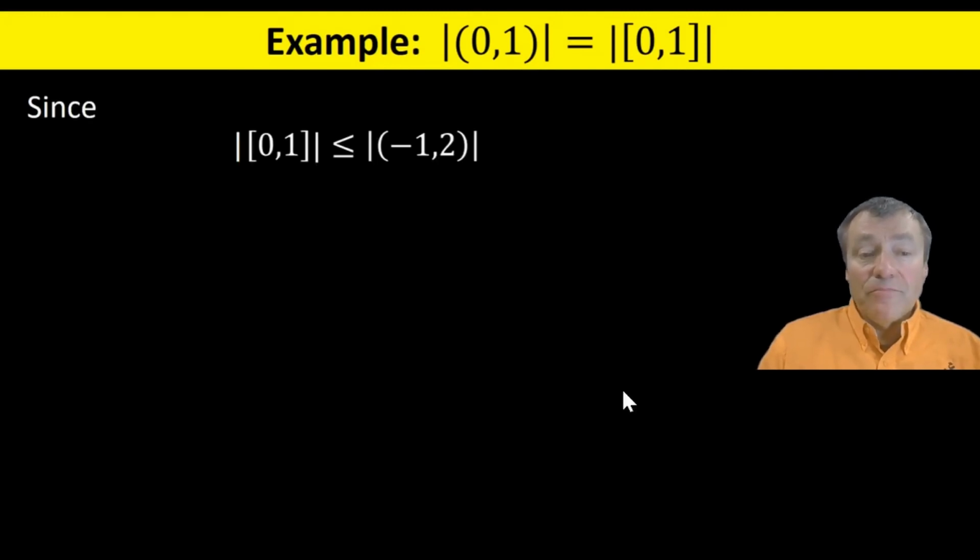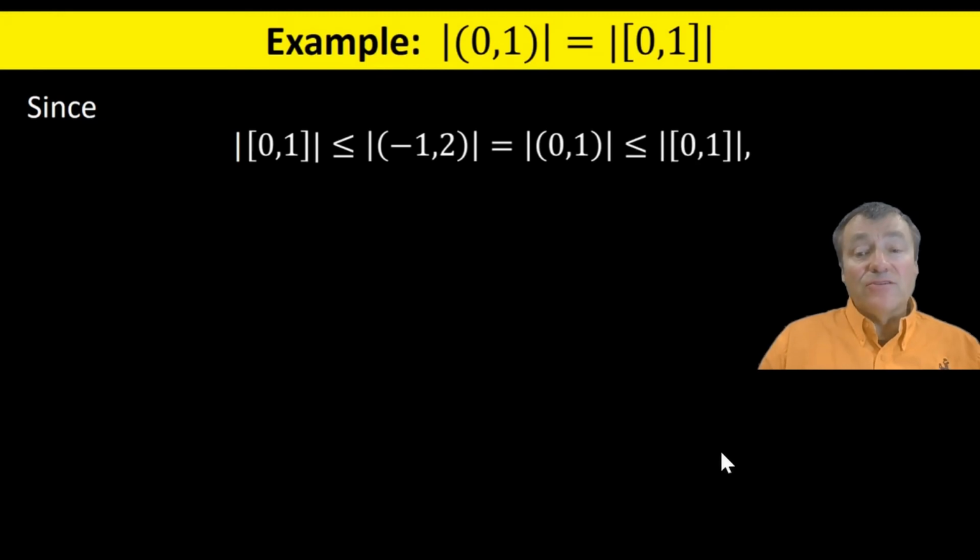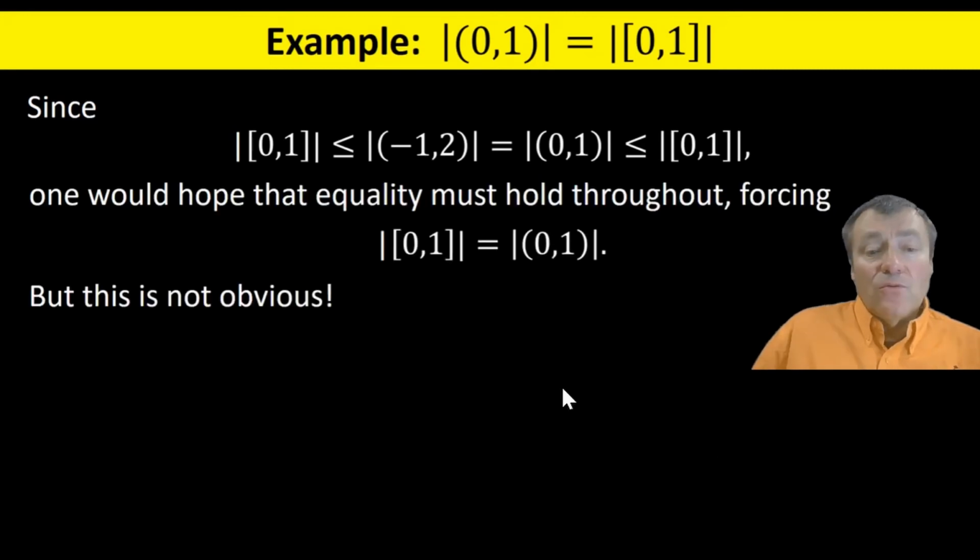First of all, closed interval 0, 1 is a subset of the open interval -1 to 2. So you've got less than or equal there for the sizes. And then I've explained why any two open intervals have the same cardinality. So this is also the same cardinality as the open interval 0, 1. And once again, the open interval 0, 1 is a subset of the closed interval 0, 1. And now you've got less than or equal throughout, so everything here should have the same size, right? But wait a minute. What is wrong with our reasoning?